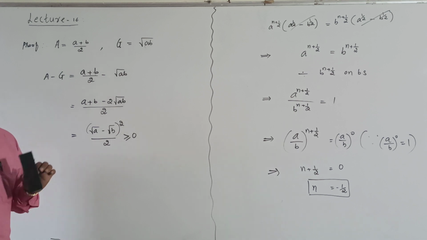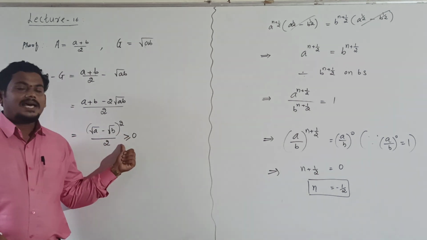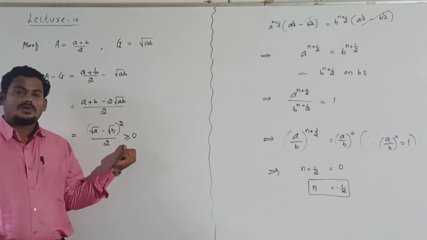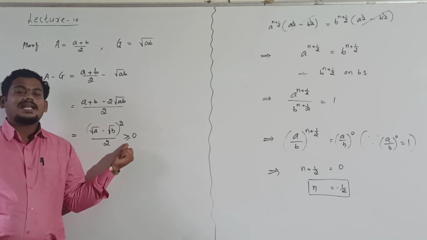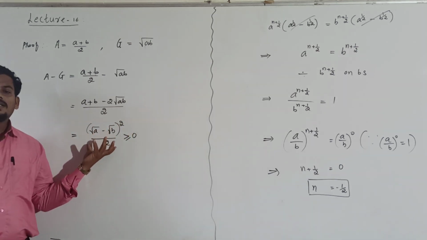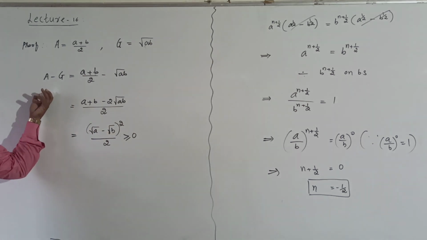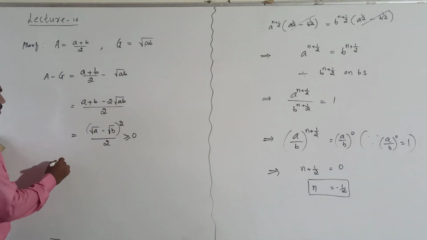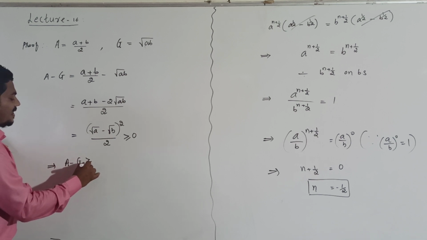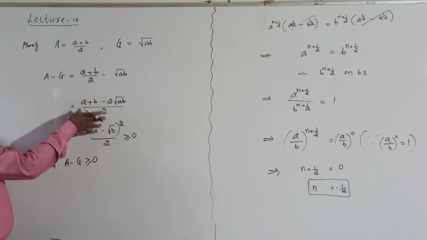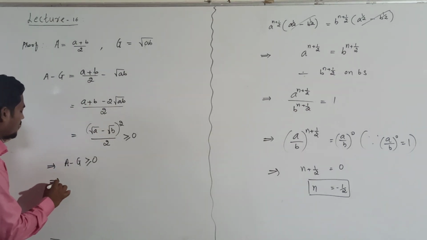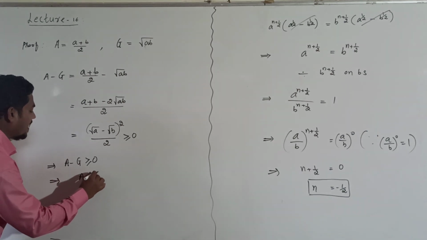What is the meaning of greater than or equal to 0? It means its minimum value is 0. This quantity is greater than or equal to 0, which means the LHS expression is also greater than or equal to 0. This implies A minus G is also greater than or equal to 0. Why? Because this expression is equivalent to A minus G. A minus G is greater than or equal to 0 means A is greater than or equal to G.